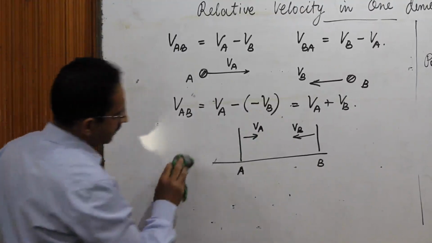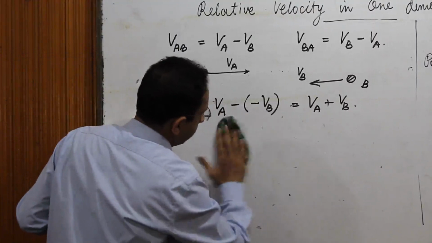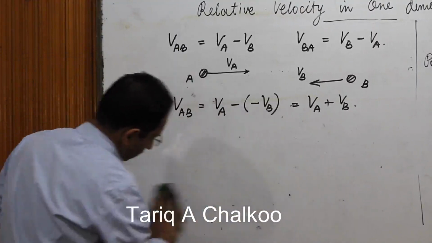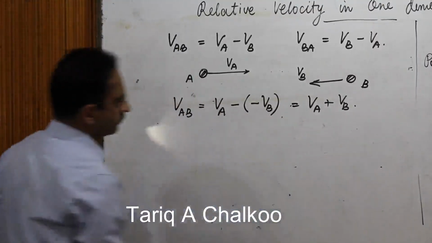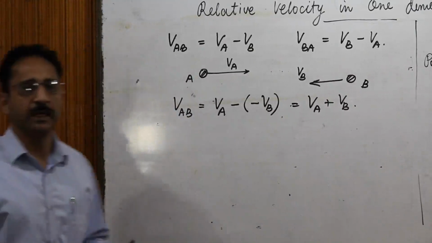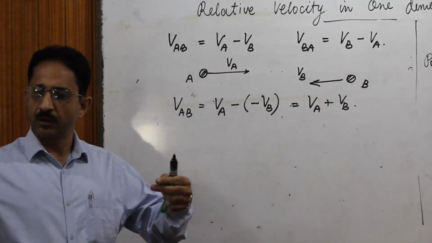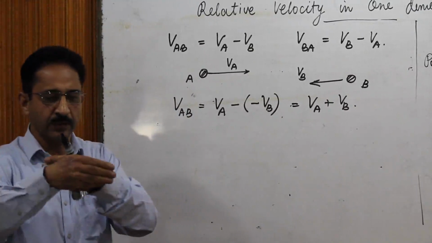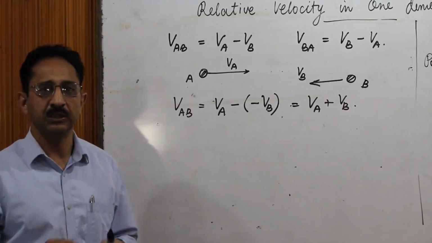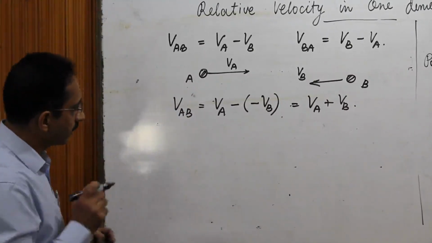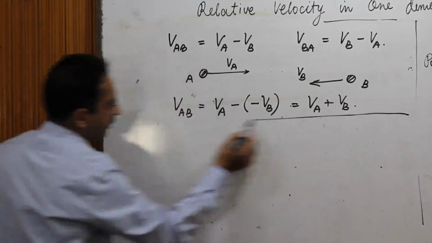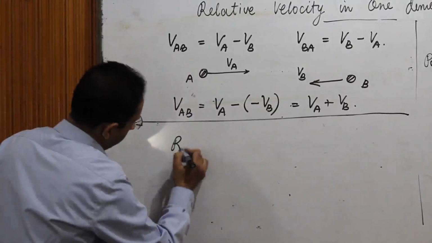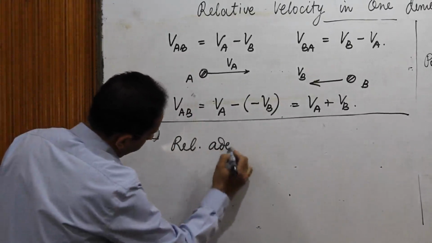However, this case has to be seen slightly differently. If it is about two photons, many a times a question is given like this: what is the relative velocity of two photons traveling in opposite directions with velocity c each? In that case, we are not going to use this type of algebra. There is something called relativistic addition of velocities.